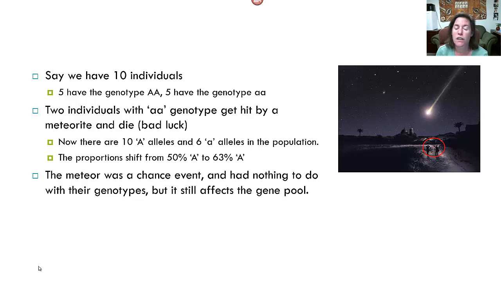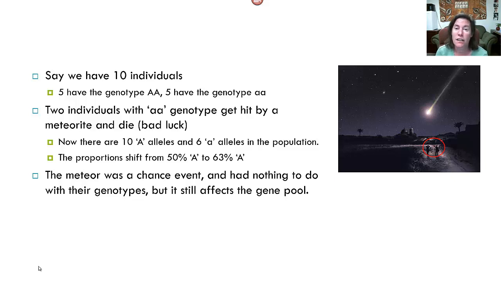Now there are 8 individuals left in the population. There are 5 individuals that still have the homozygous dominant A alleles, but there are only 3 individuals that have the homozygous recessive alleles. So there are 6 total recessive alleles left, and there are 10 total dominant alleles in the population, for a total of 16. Before we had 20. The proportions have now shifted from 50-50 to 63 to 37.